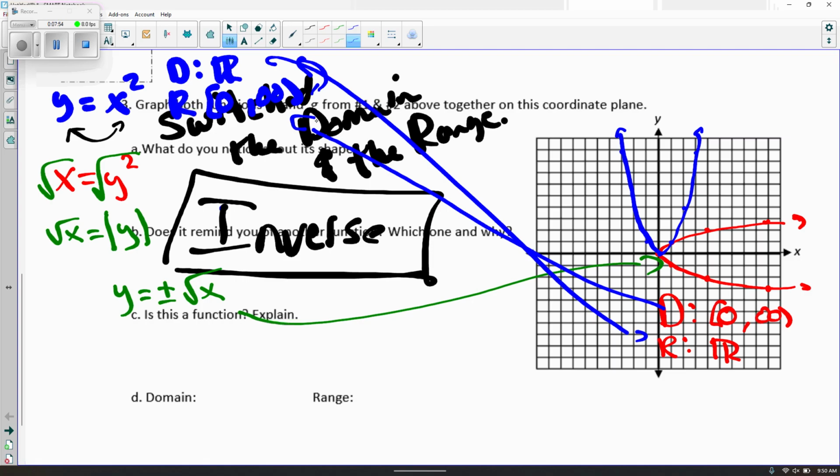So when we get back, we're going to take equations, and we're going to take the x and rewrite it as a y, and the y and rewrite it as an x, and then solve for x. Okay? So that's what we're going to be doing when we come back.